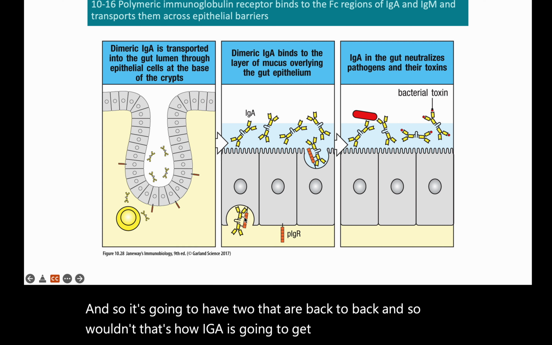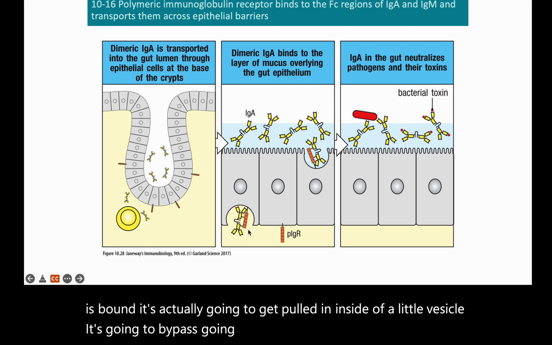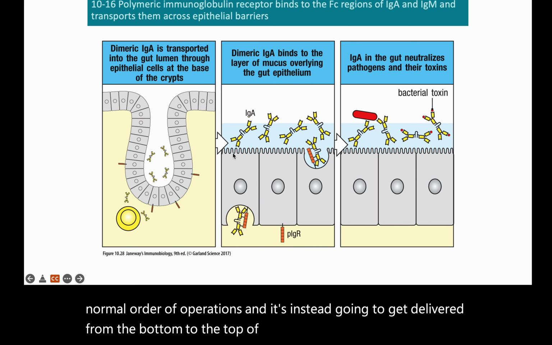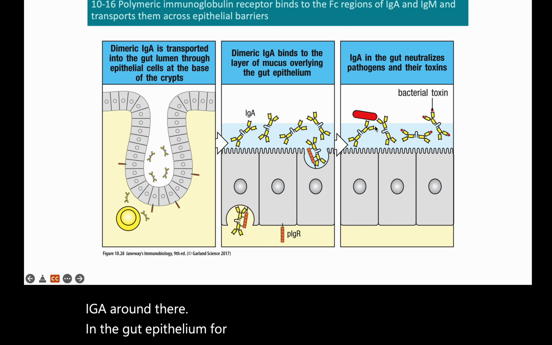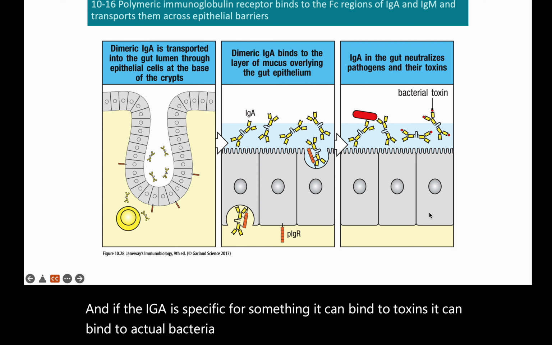And then once this is bound, it's actually going to get pulled inside of a little vesicle. It's going to bypass going to the lysosome, which would be the normal order of operations. And it's instead going to get delivered from the bottom to the top of your nice columnar epithelial cells. And then once it's there, it'll be loose. And so you'll have your IgA floating around there in the gut epithelium, for example. And if the IgA is specific for something, it can bind to toxins, it can bind to actual bacteria, it can bind to viruses, and it will generally do its best to keep you safe.